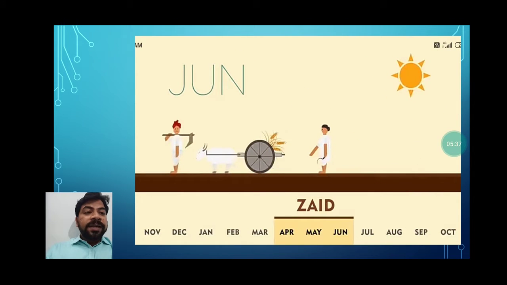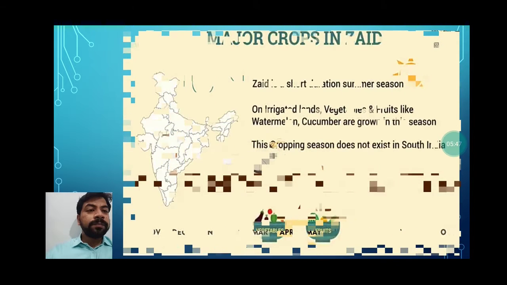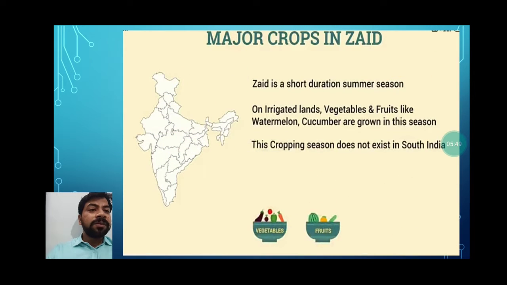When we talk about Zaid, it is grown by the farmer in between the Rabi and the Kharif, that is April, May and June. Zaid is the short duration summer season. On irrigated lands, vegetables and fruits like watermelon, cucumber, as well as bitter gourd are grown in this season. This cropping season does not exist in South India.